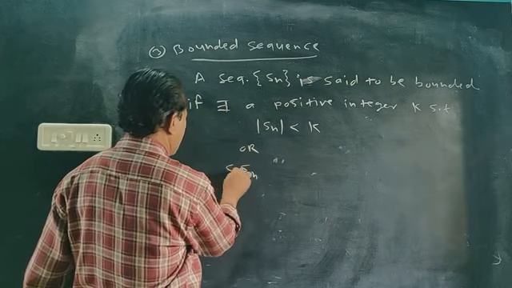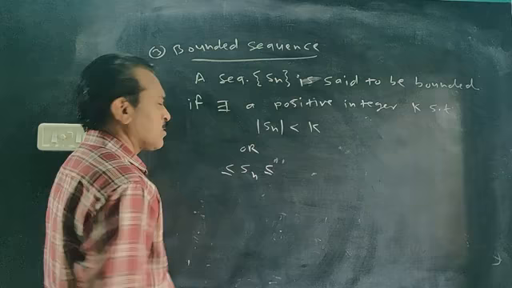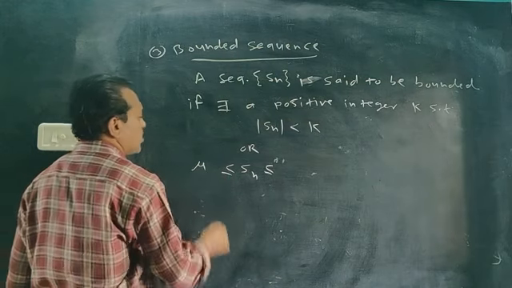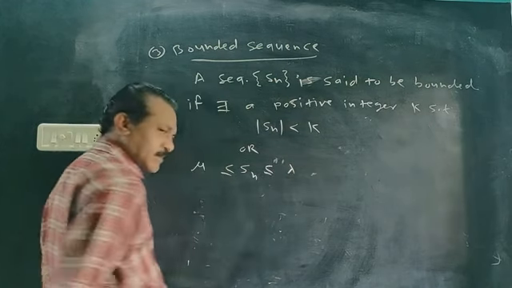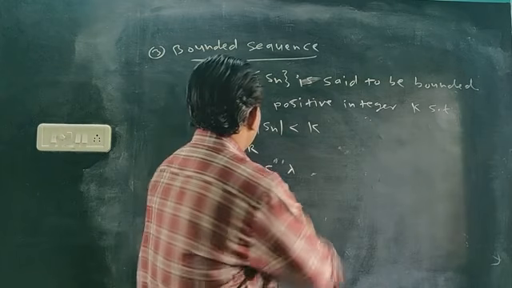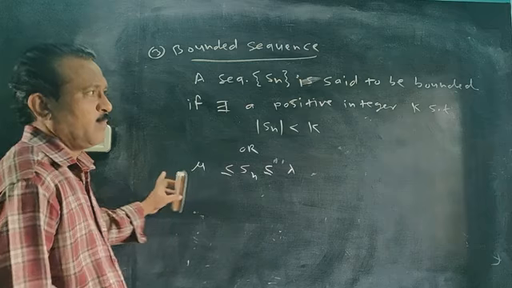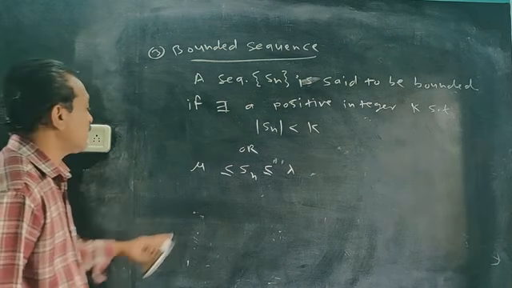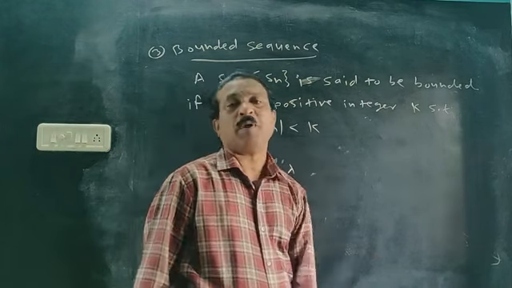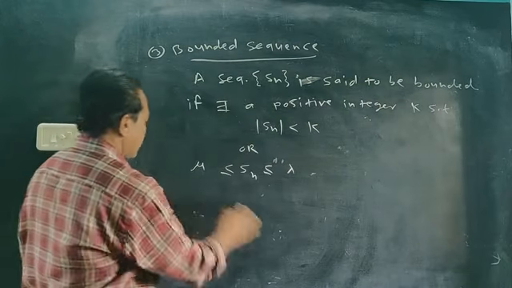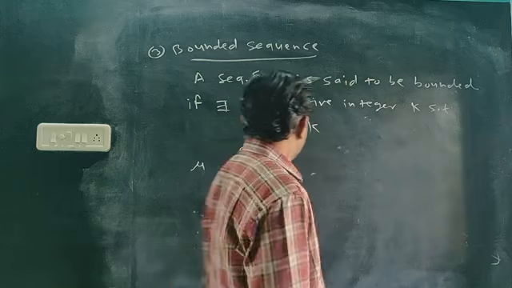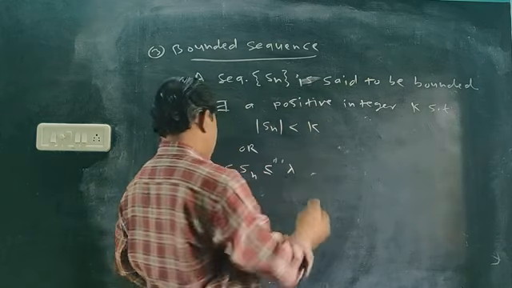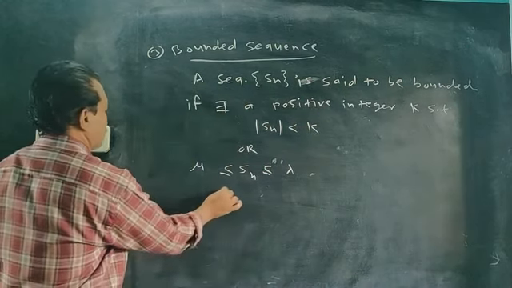Or also the definition: Sn lies between two fixed values, say mu and lambda. Mu is the lower bound and lambda is the upper bound. So bounded means bounded on both sides. So this meaning or that meaning, sometimes only one is used.